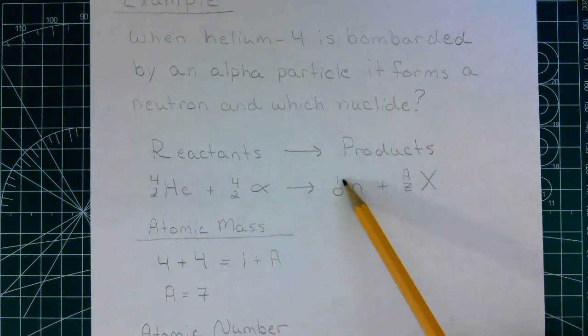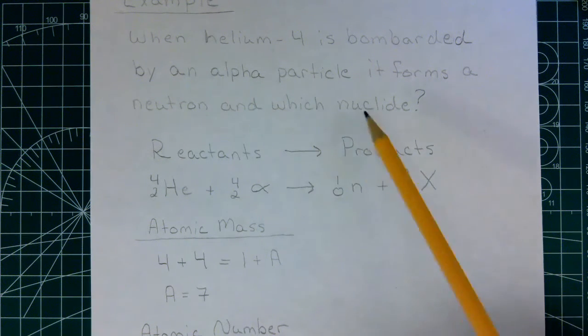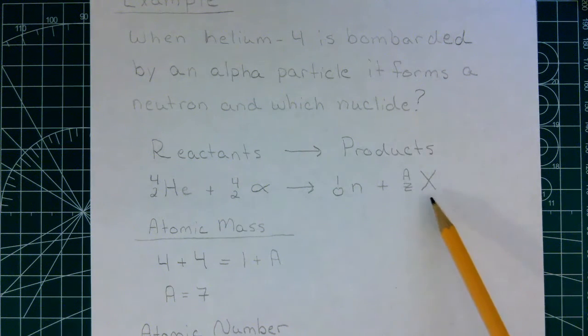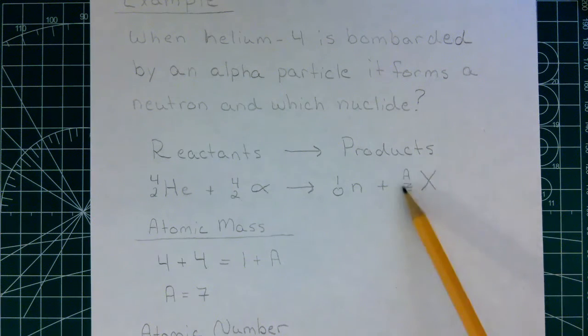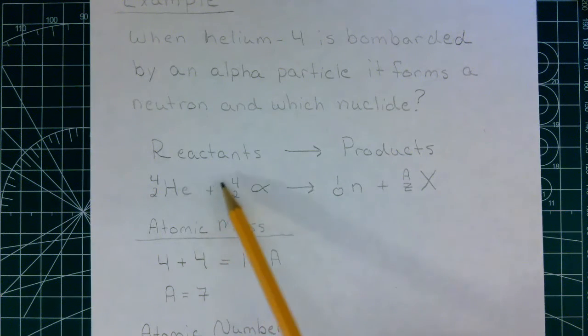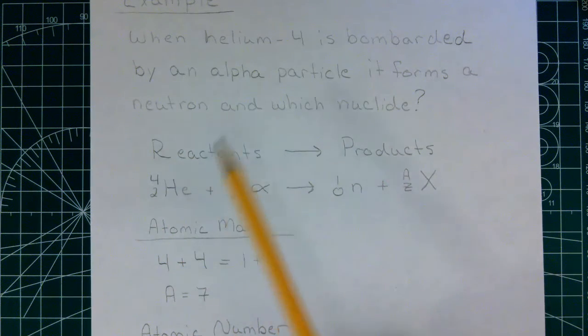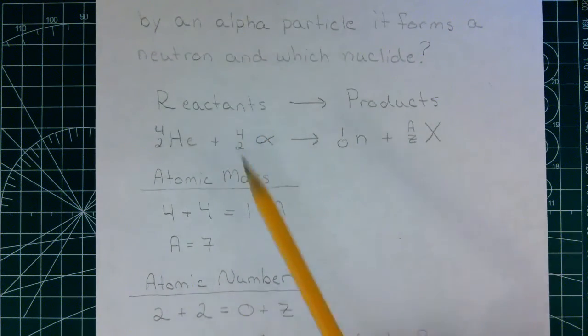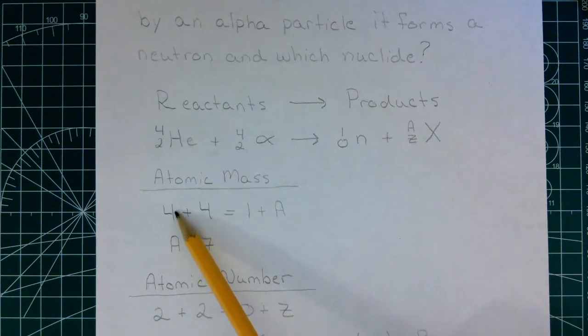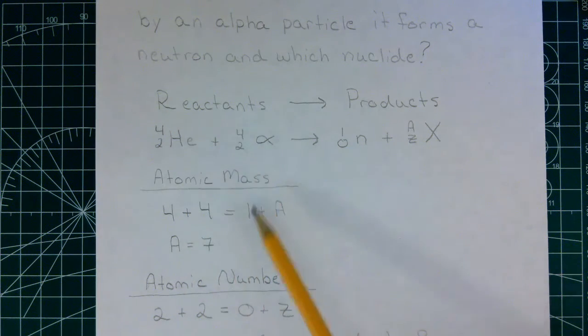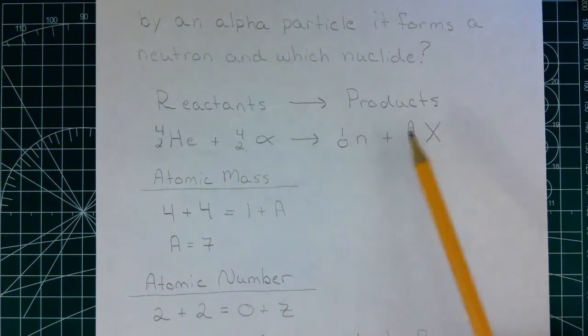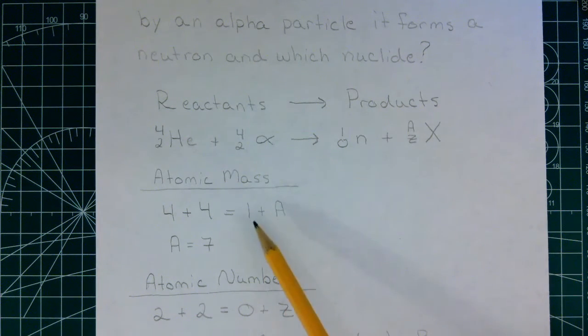Neutrons have a mass number of 1, but an atomic number of 0. And then we need a nuclide. So we're going to put in there our symbol for a generic nuclide, and we want to figure out what this is going to be. We know that this number plus this number plus this number needs to equal this number plus this number. We need to have balance across. So we'll start off by taking the atomic mass and looking at that individually. So we have 4 plus 4 on the left side, and that needs to equal 1 plus A on this side. We need to solve for A.